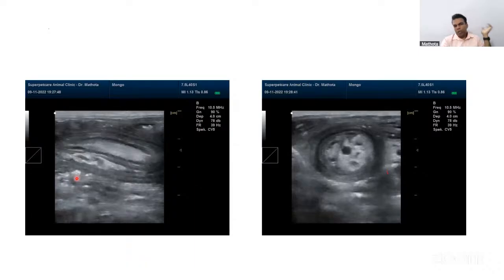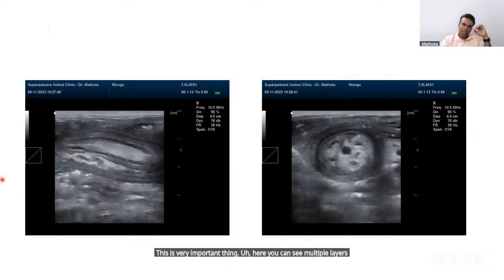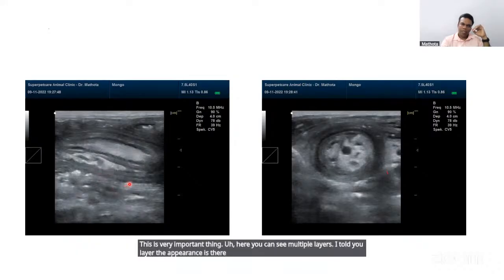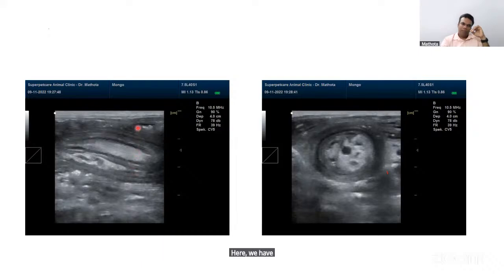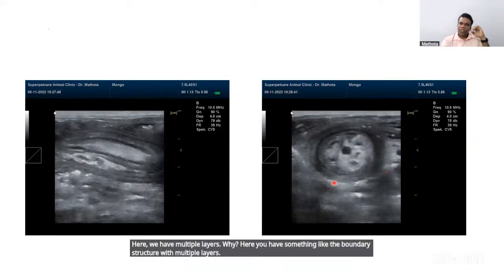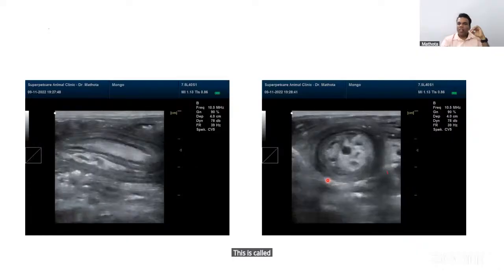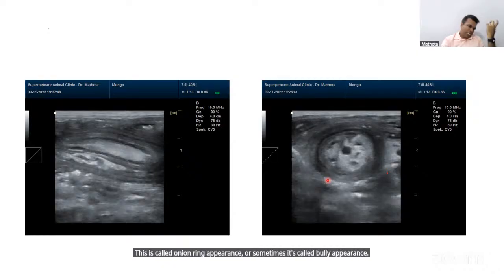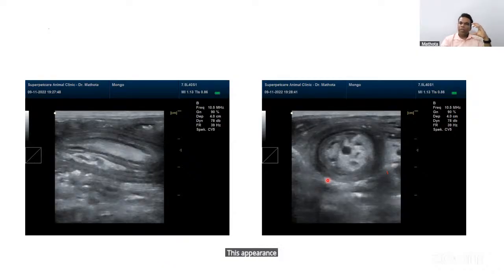This is a very important thing. Here you can see multiple layers. I told you the layer appearance is there. Now in the intestine loops, we talk about 5 layers. Here we have multiple layers. Why? Here you have something like a brown structure with multiple layers. This is called onion ring appearance, or sometimes it's called bull's-eye appearance. This appearance is the typical appearance of intestinal intussusception.